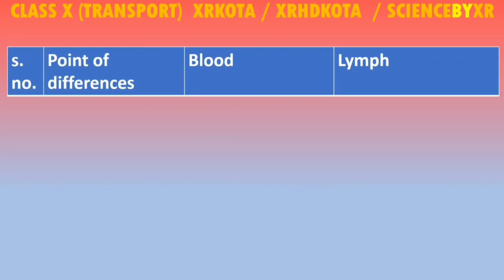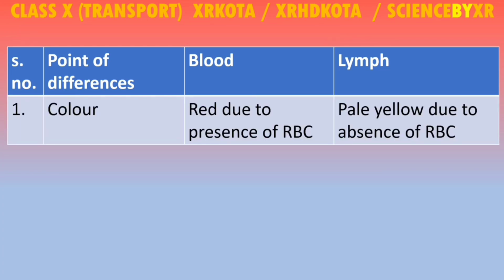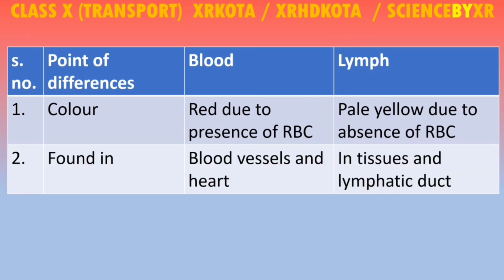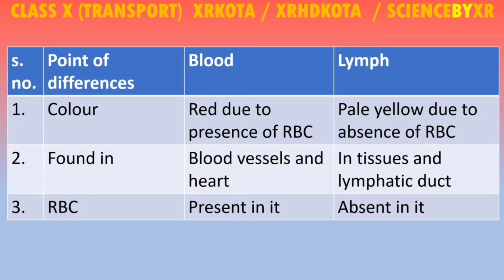If you see the difference between the lymph and the blood, it goes like this. First, the color: the blood is red in color because of the presence of RBC, whereas the lymph does not have RBC. Second, the blood is found in the blood vessels and heart, whereas the lymph is found between the tissue and lymphatic ducts. Third, RBCs: blood has RBC, lymph does not have it.